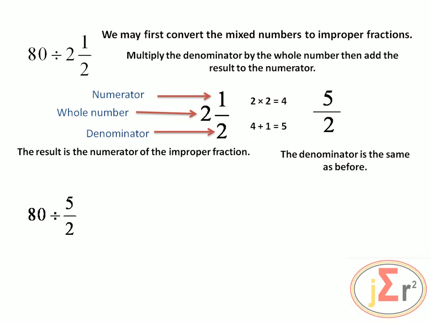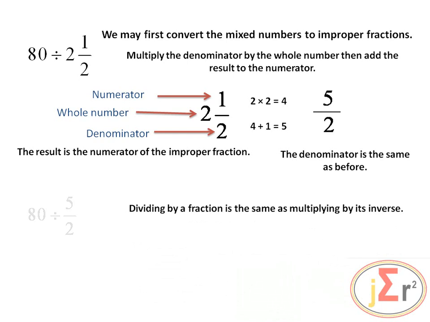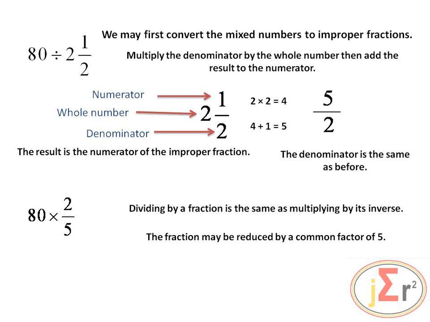We need to divide 80 by 5 over 2. Dividing by a fraction is the same as multiplying by its inverse. So we reciprocate 5 over 2, we get 2 over 5. The fraction may be reduced by a common factor of 5. 5 into 5 is 1. 5 into 80 is 16.